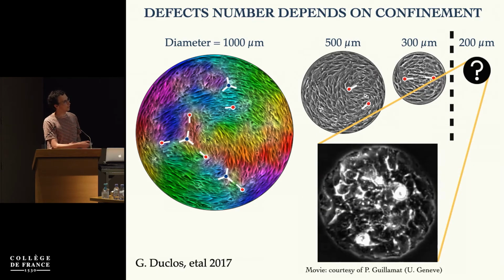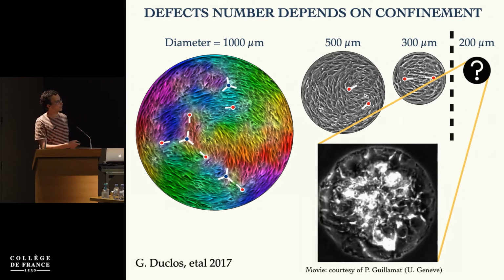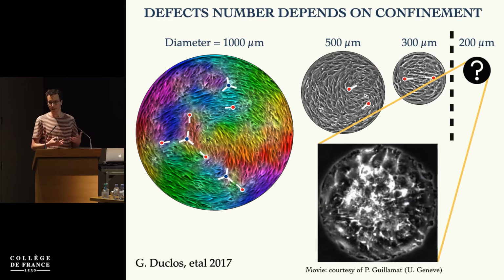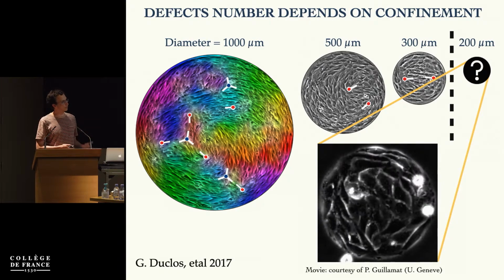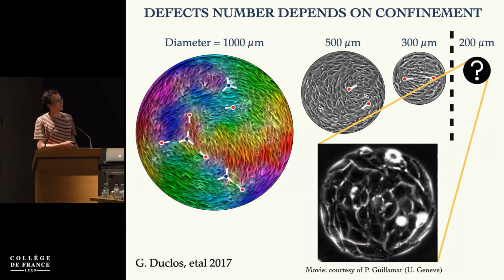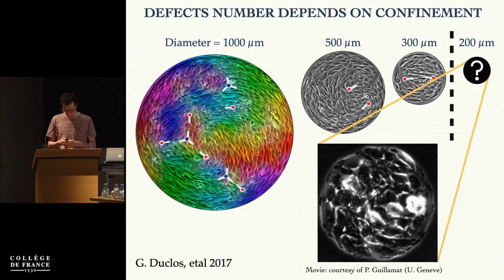And what you can notice is that the cells at the interface are well ordered. And the cells in the center are highly frustrated and very disorganized, because they want to align with the neighbors, but the effect of confinement is so strong that they are highly frustrated and they form this kind of disorganized arrangements.